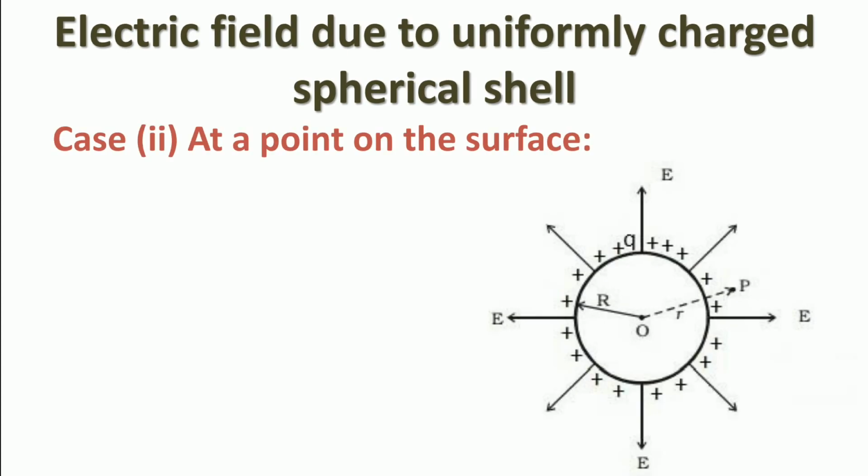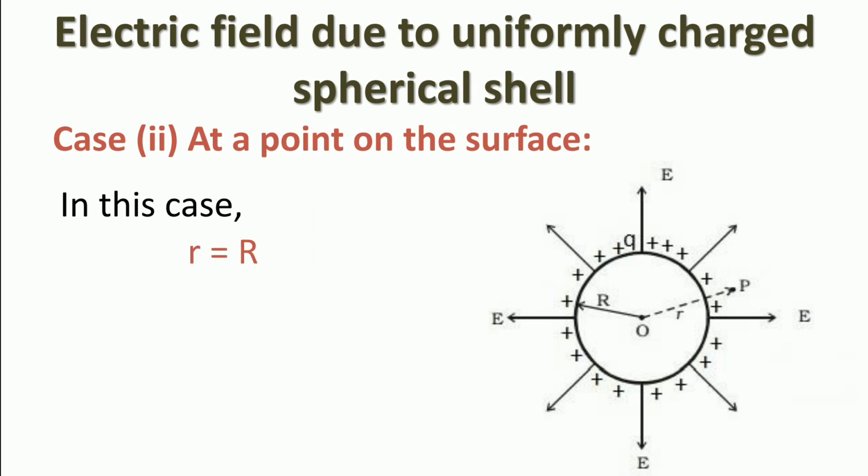Watch here. If we are considering a point on the surface of the shell, this P is outside the surface. If we take this P on the surface, then what happens? This small r is equal to the capital R. When this P comes to the surface, then this small r will be equal to the capital R. So what we need to do in this case is just put r equal to capital R.